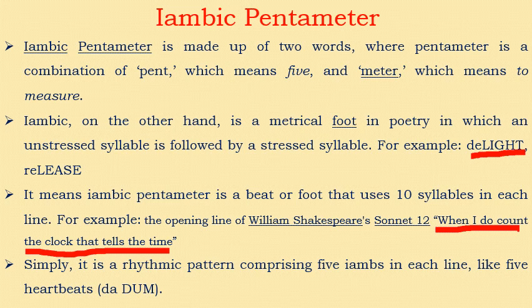Simply to remember this, you can think of your heartbeat's rhythmic pattern. That is pronounced as da-dum. Da, a small unstressed syllable, dum, a long stressed syllable. So this is iambic pentameter. The Shakespearean sonnet will be using this iambic pentameter for all the sonnets.